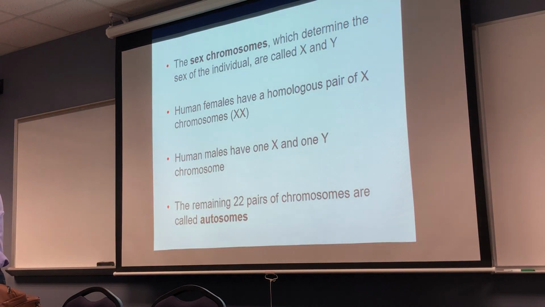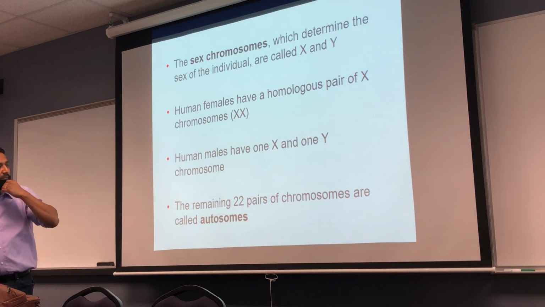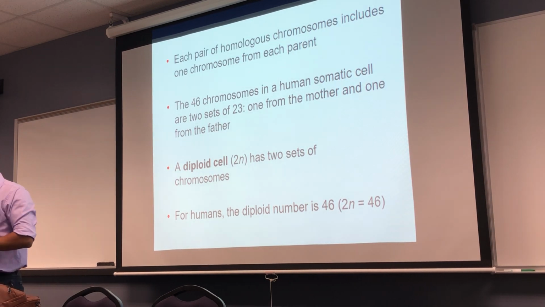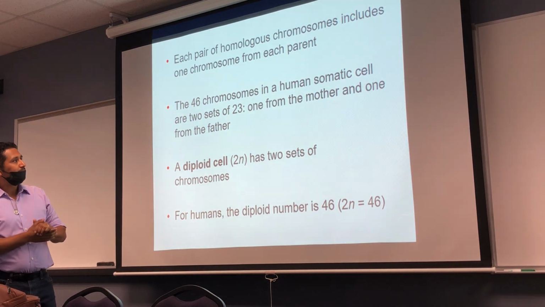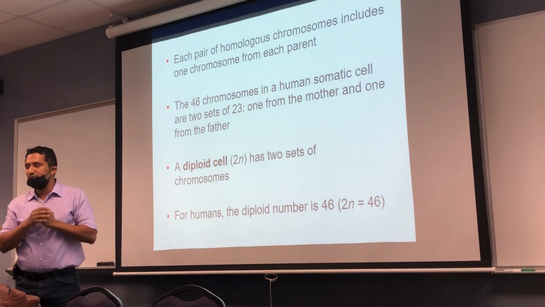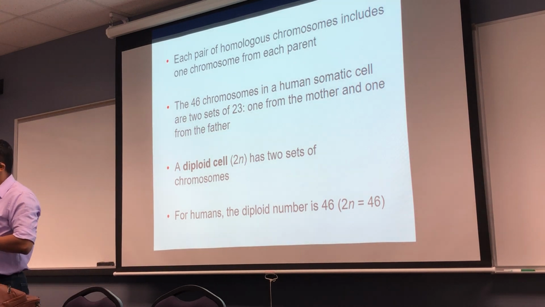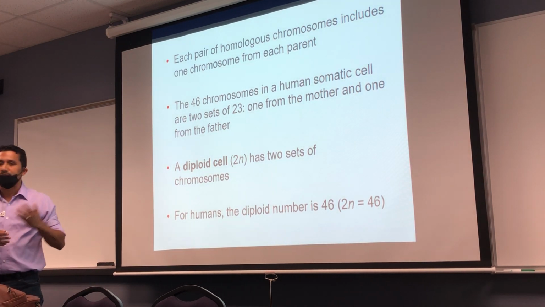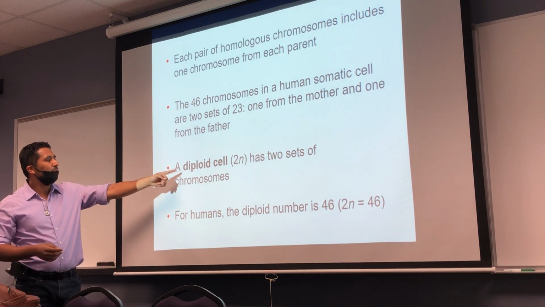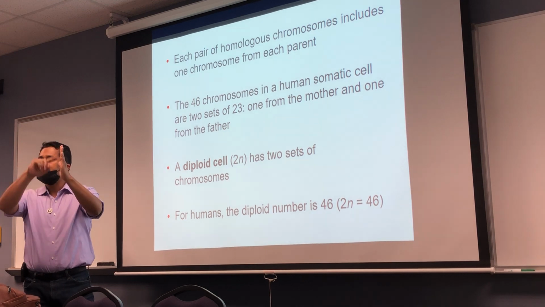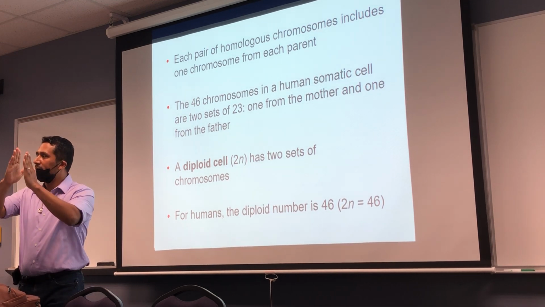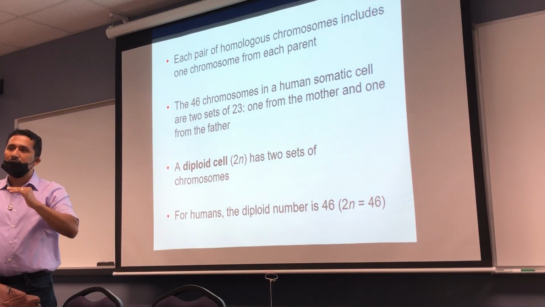Okay, perfect. So we mentioned this already. Each pair of homologous chromosomes includes one chromosome from each parent, that's what I keep mentioning, one from dad, one from mom. These 46 chromosomes in the human somatic cell are two sets of 23, so 23 pairs, one from the mom, one from the dad. A diploid cell has the two sets of chromosomes that we have in the box of homologous chromosome 1, two of them, one from the mom, one from the dad.